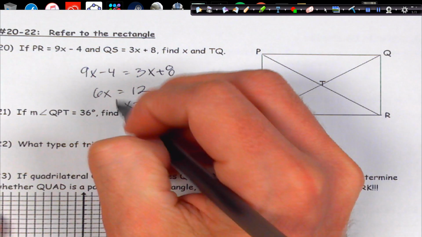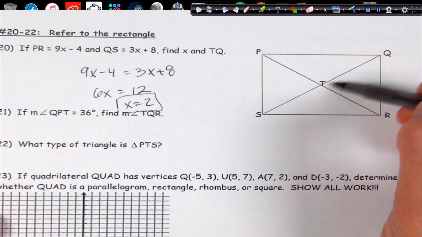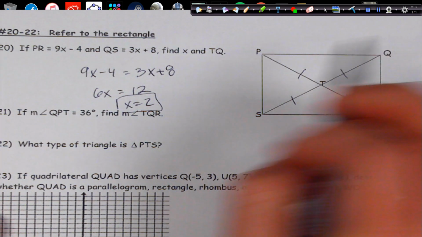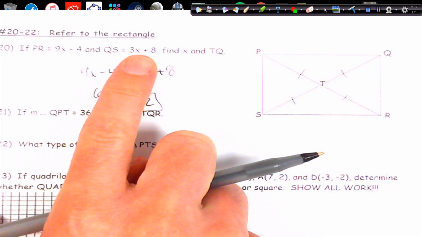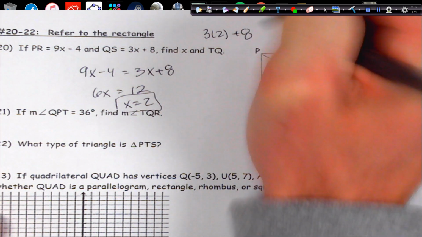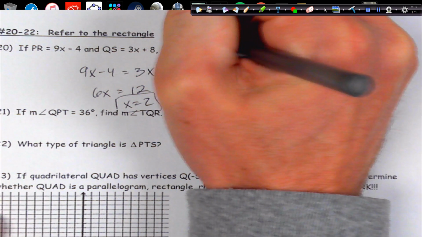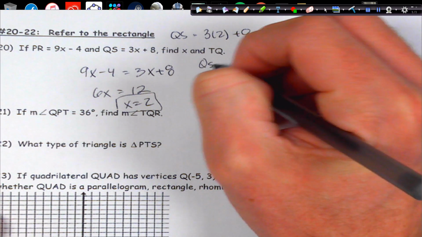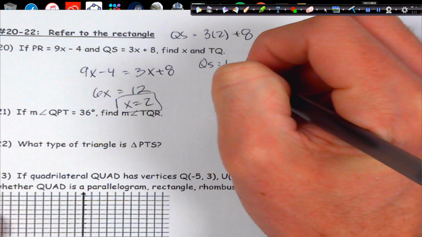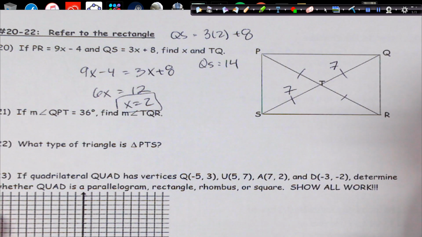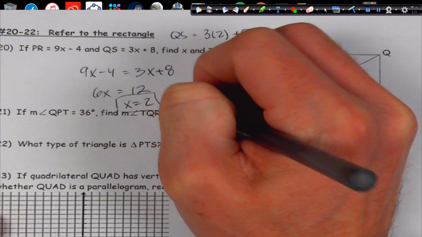So find x, that was step 1, and then find TQ right here. Well, remember, all of these are congruent, so if I can find what QS is, I can divide it by 2. So 3 times 2 plus 8 is going to give me QS. That's going to be 6 plus 8, so QS is going to give me 14. This would be half of it, because we cut it in half. So TQ equals 7.